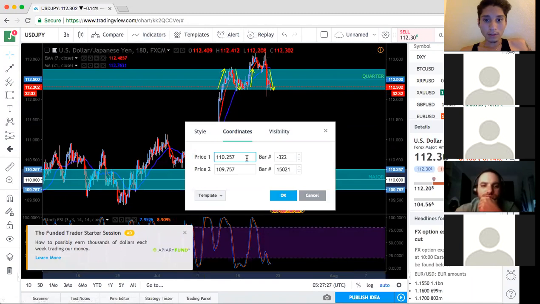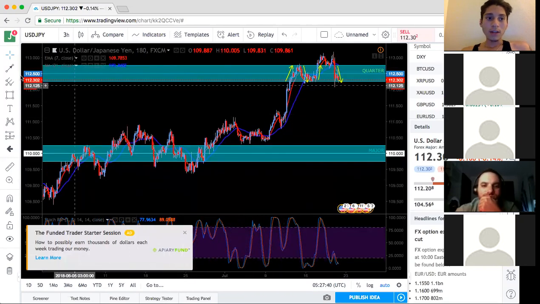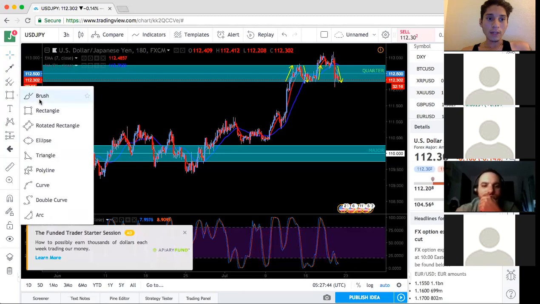So if I edit this one it will be 110.75, and this one would be 109.75. Same thing. To get the rectangle, you go where all of the tools are, and right where the brush is, the rectangle is right there.